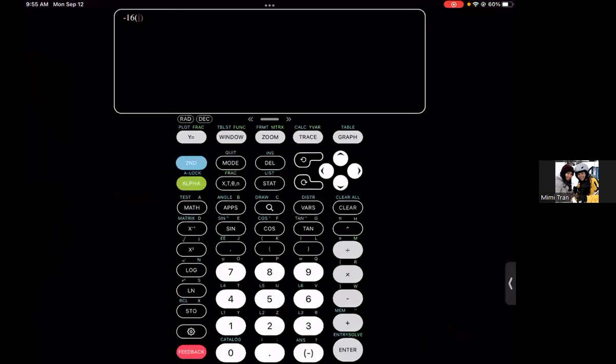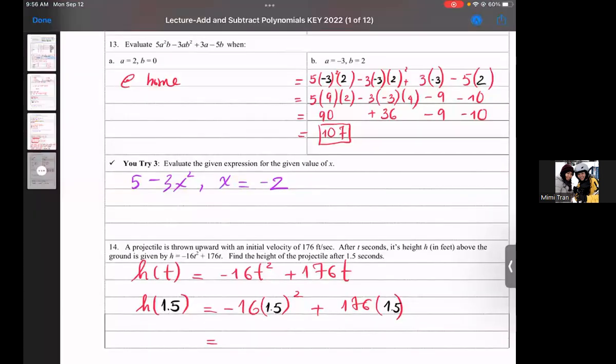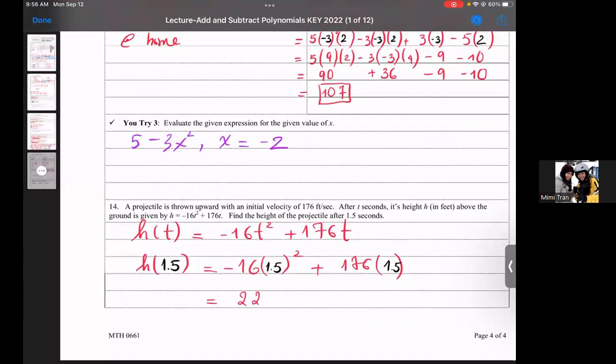Be clear. So negative 16 parenthesis 1.5 and then square. Is it plus 176? Times 1.5, 228. Is that what you got? Yeah, perfect. What is the unit? B. Very good. That's 1 point on the exam. Don't lose it. Those are easy points.